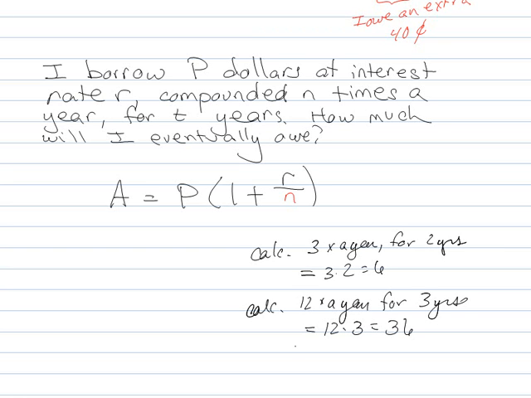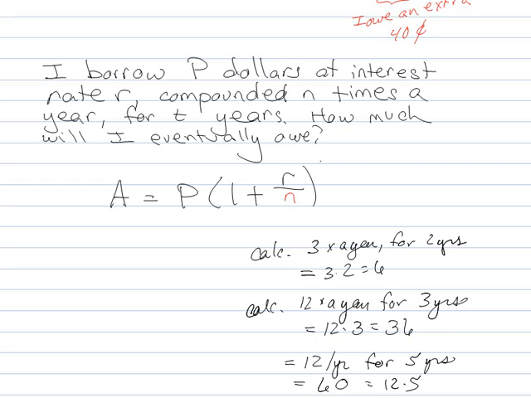So like if you get a car loan, a lot of times you'll get a car loan that goes monthly, so 12 times a year for, say, 5 years, you're really getting calculated interest 60 total times. It's 12 times 5. So they're really calculating interest 60 times.